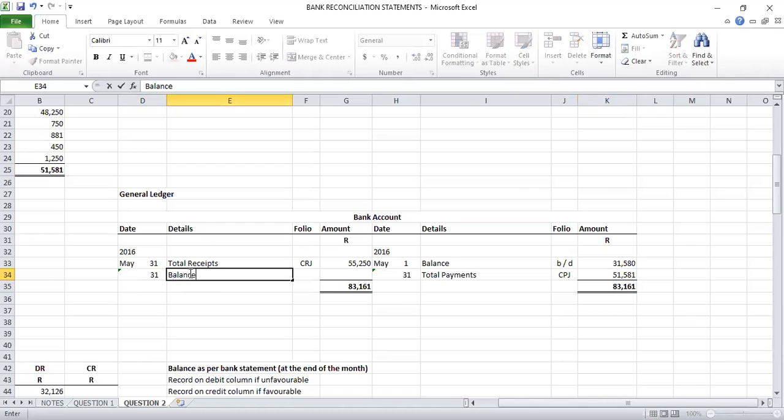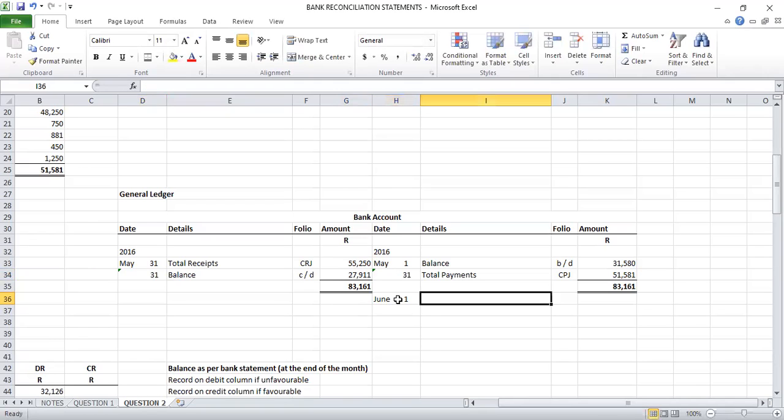We'll call it a balance carried forward, which we're carrying to the next month, using the date of the last day of the month. That will be the difference, which will be 83 minus the 55, 27,911. Then that balance, you should also bring it down on the bigger side, but now on the first day of next month, June 1. It will now be called balance brought forward. So in June, they will now be calling it the balance brought forward, which is 27,911.